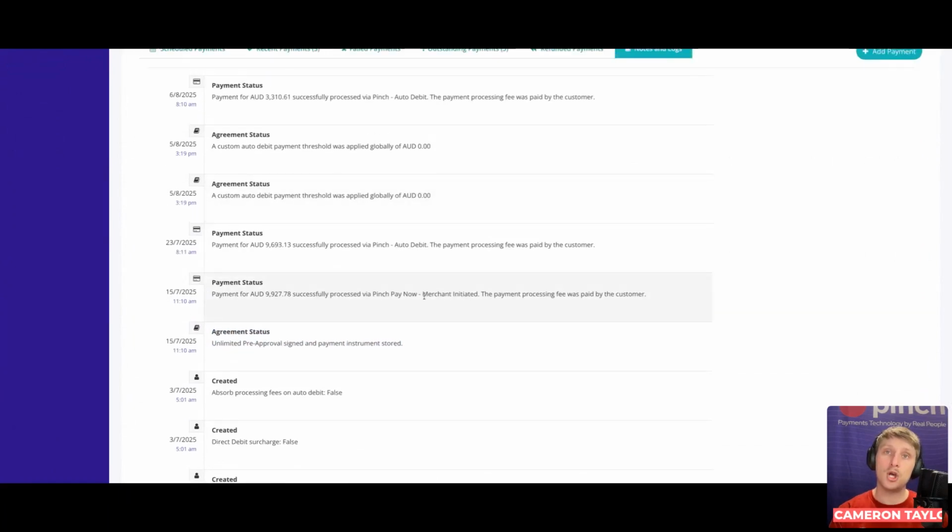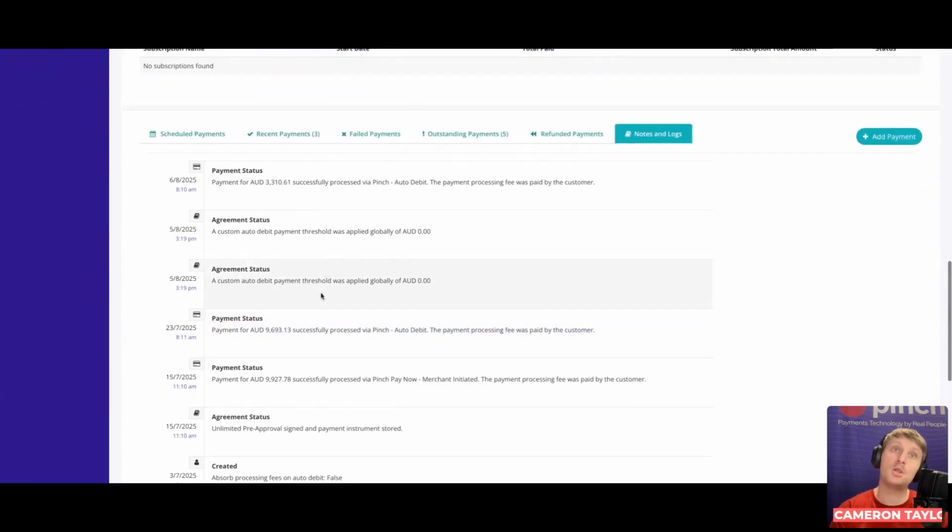You can then see a merchant initiated a payment via the Pay Now, and then subsequently after that, a different invoice was processed on auto debit. You can then also see that some settings were changed.